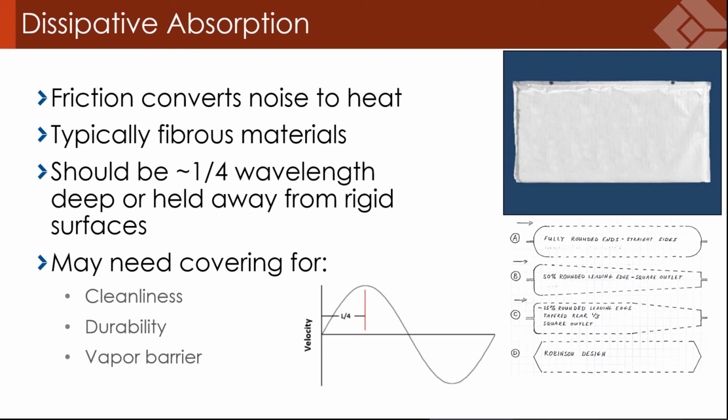So when you're trying to dissipate noise or reduce noise, there are three different ways. One is dissipative absorption, which is the most common. So this is friction that converts noise to heat. Noise numbers are typically very small in terms of the amount of power and the number of watts in them. So it doesn't take a lot of friction to absorb the noise.